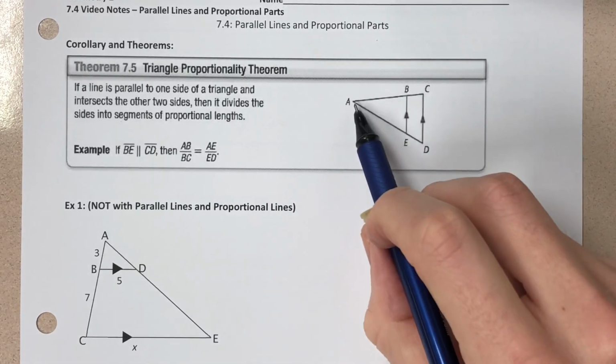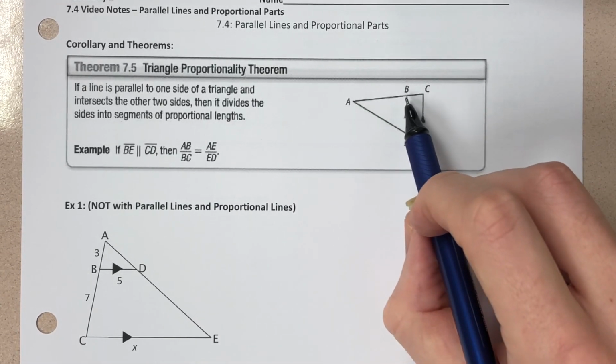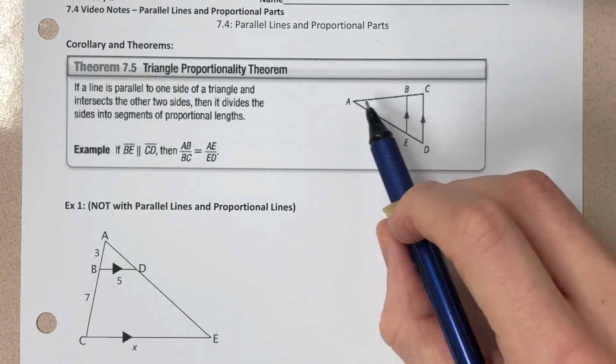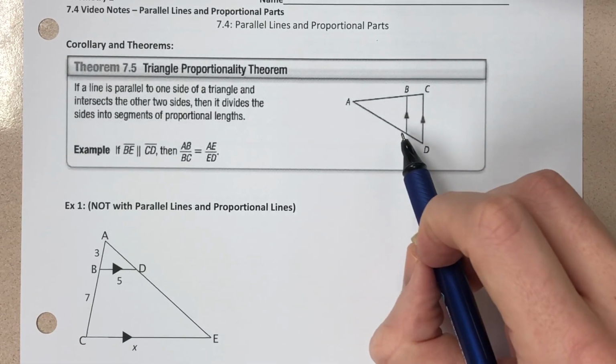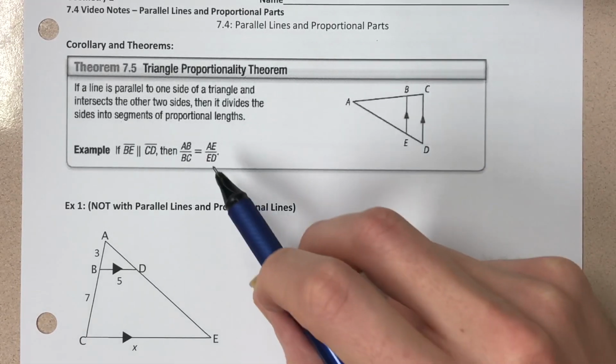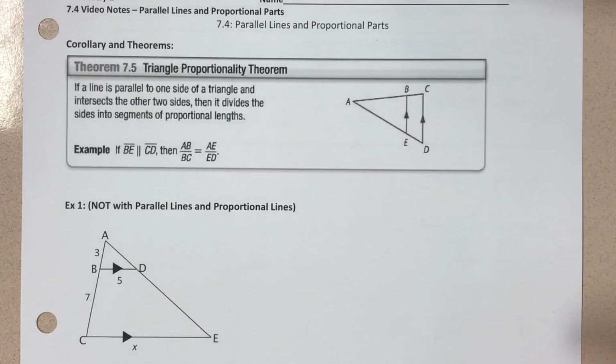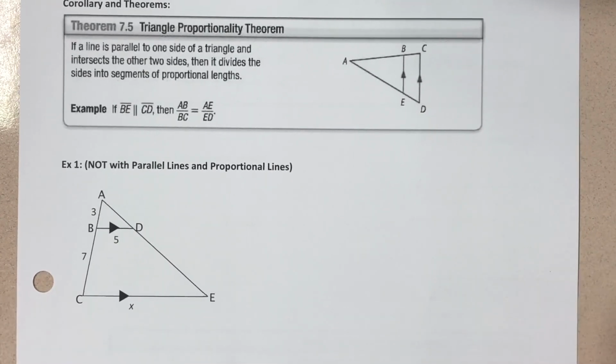So AB is this longer part of that long side and BC is that short part. AE is the longer part of that long side and ED is the short part. So that's what this proportion is saying up here. Our first example on this page, however, does not deal with that parallel line portion of it.